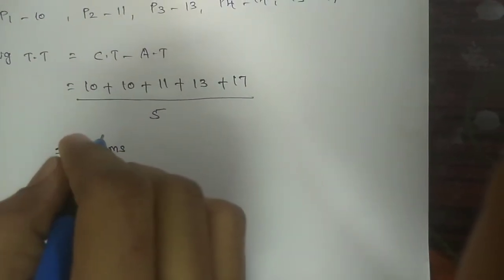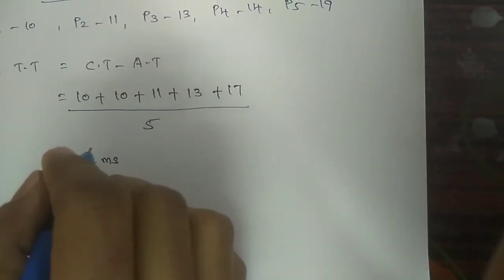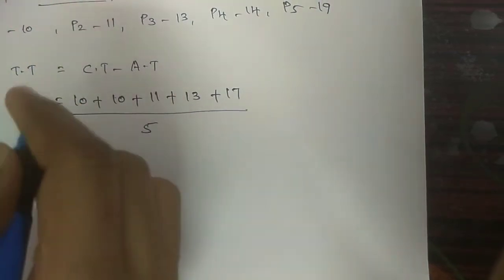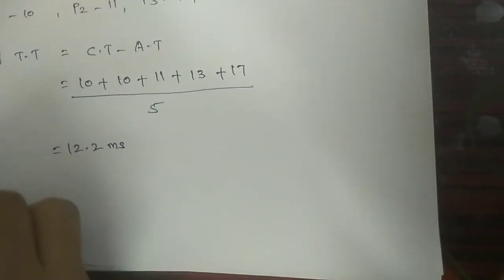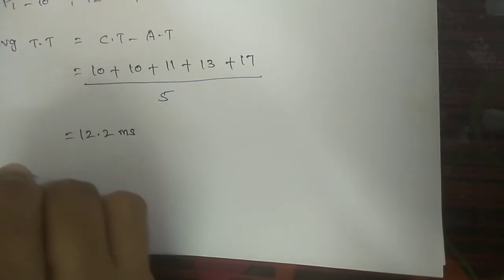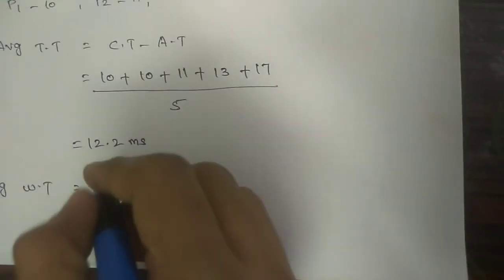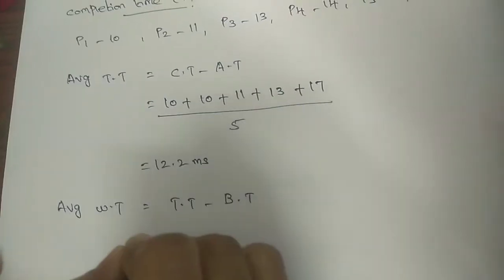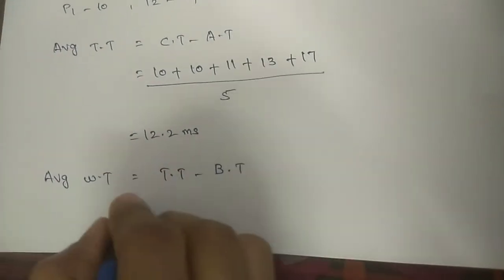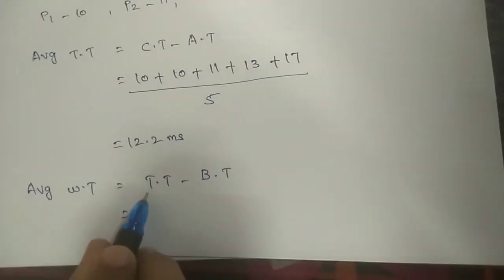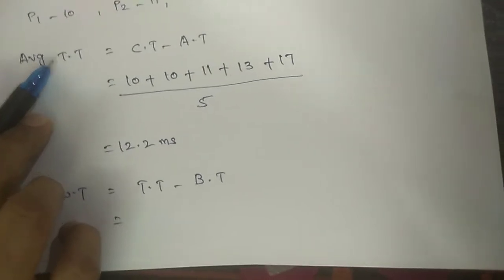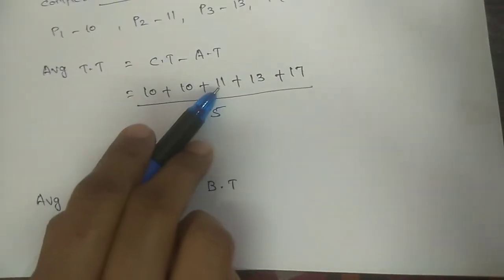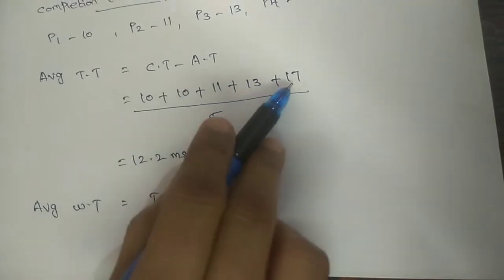Next we are going to calculate the average waiting time, WT. The formula for waiting time is turnaround time minus burst time. This is the turnaround time: for process P1 it is 10, P2 10, and then P3 11, P4 13, P5 17.